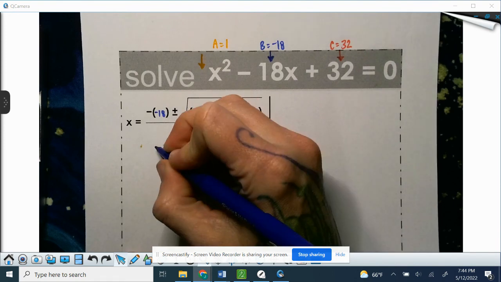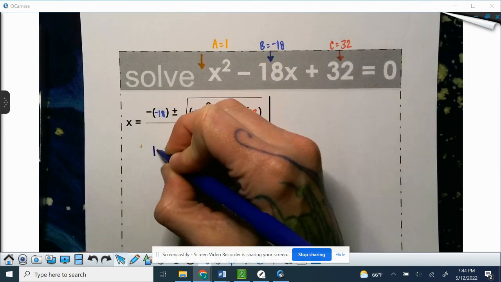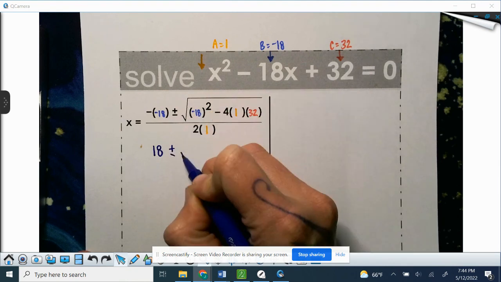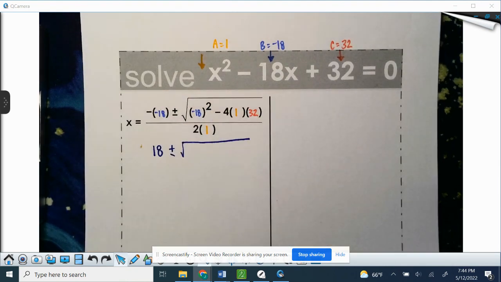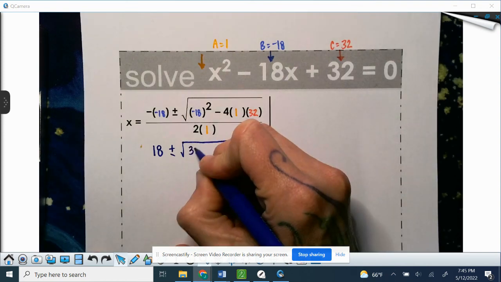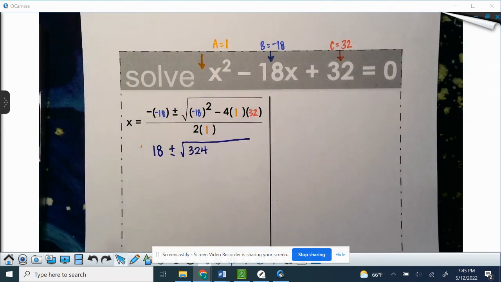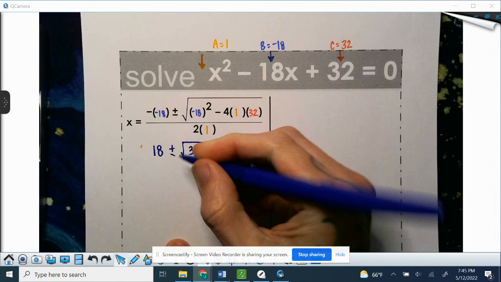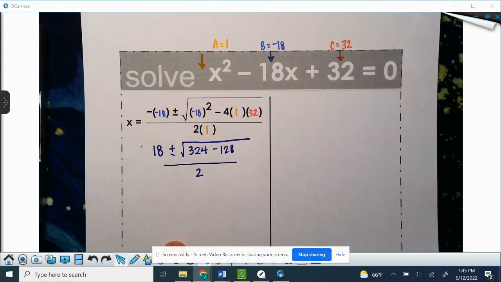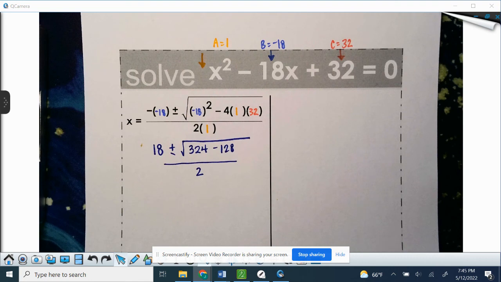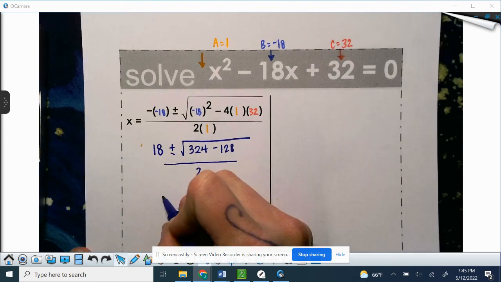So negative 18, the opposite of negative 18 is going to be a positive 18. Plus or minus the square root, b squared, so negative 18 squared. Be careful if you type that in the calculator that if you don't use parentheses, when you square it, it's going to tell you it's a negative, but we know that a negative times a negative is a positive. So it's going to be 324, and then minus 4 times 1 times 32, so minus 128, all over 2 times 1. 324 minus 128 gives me 196.